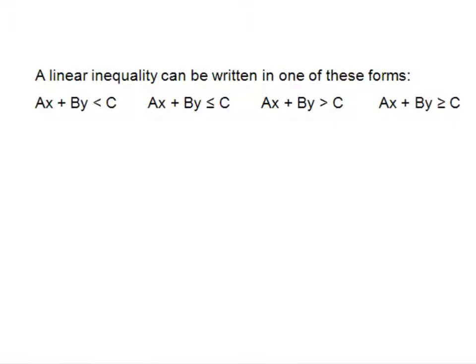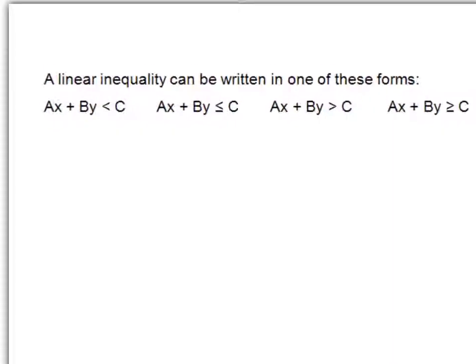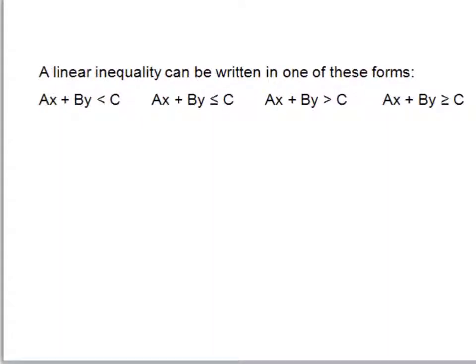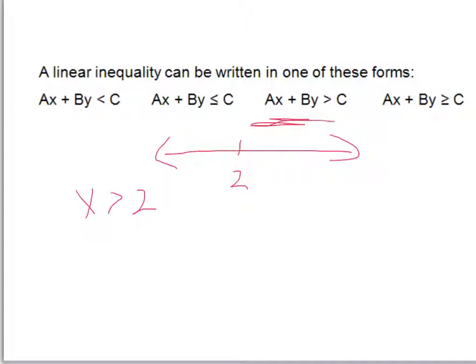What we had before, just to give you a reminder, was when you have x is greater than 2. We would graph that on a number line. It's one-dimensional, so it's just a number line. We would have 2, and to show that we want all the numbers bigger than 2, we would shade the line to the right. That shows that all those numbers are part of my solution.